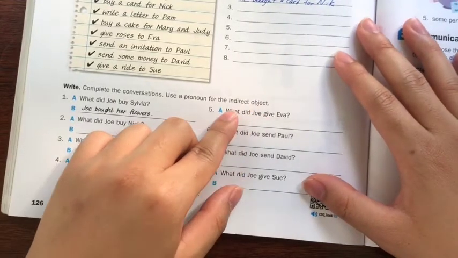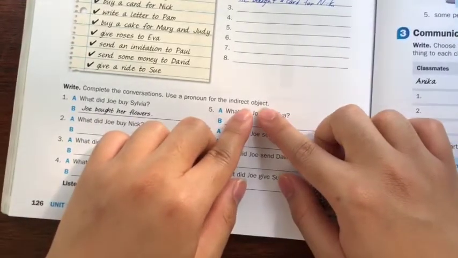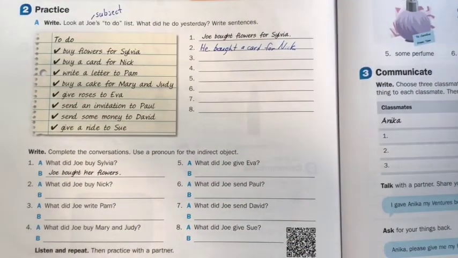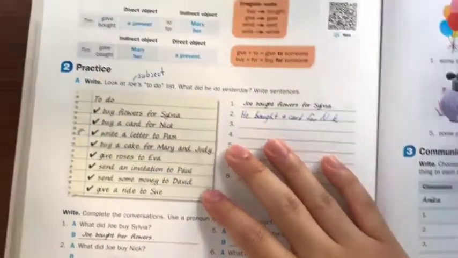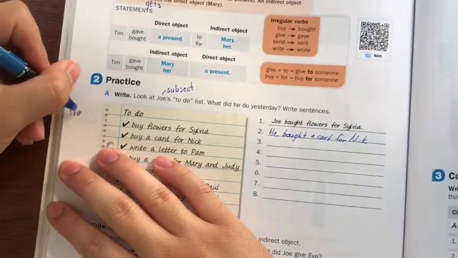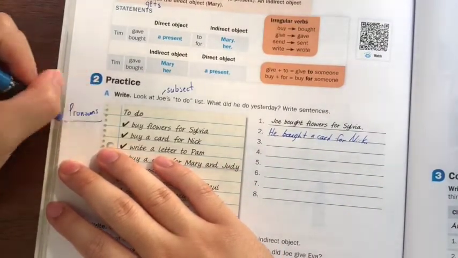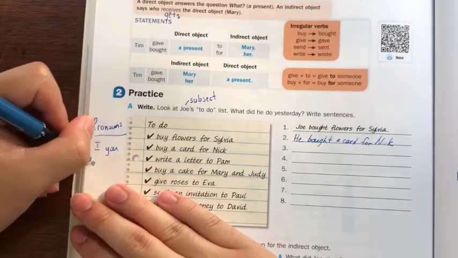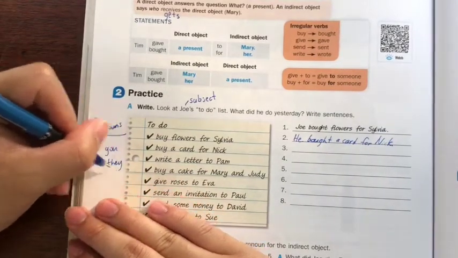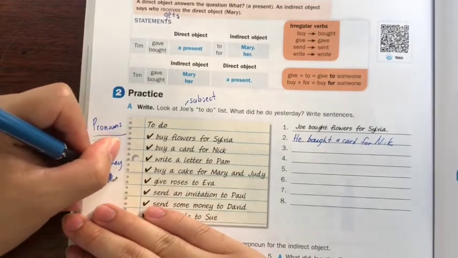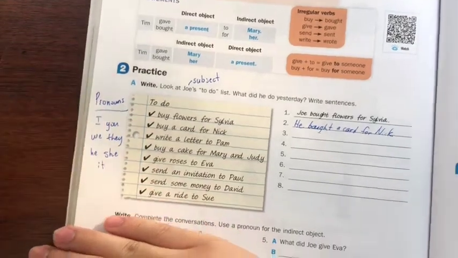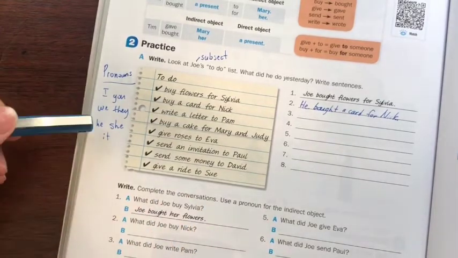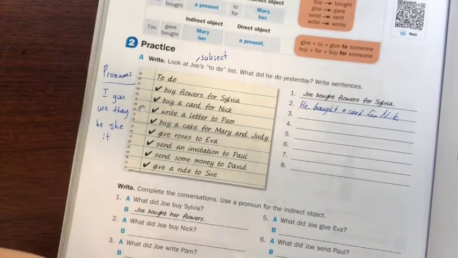So we need to change the indirect object to a pronoun. What's a pronoun? The pronouns are I, you, we, they, he, she, it. These are pronouns. I, you, we, they, he, she, it.